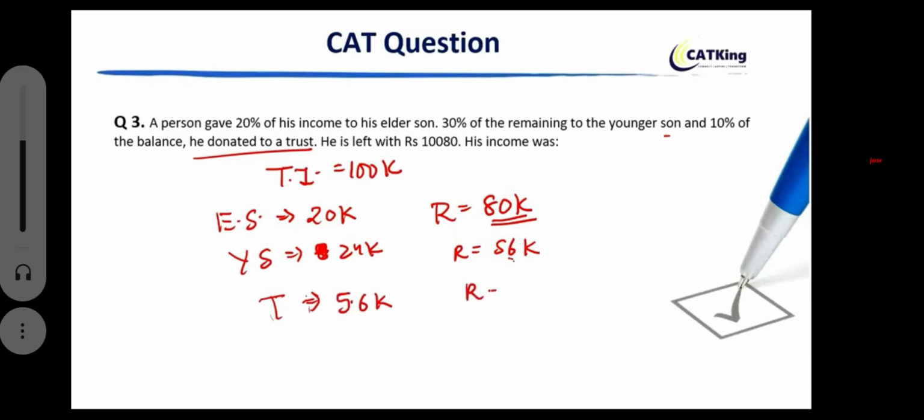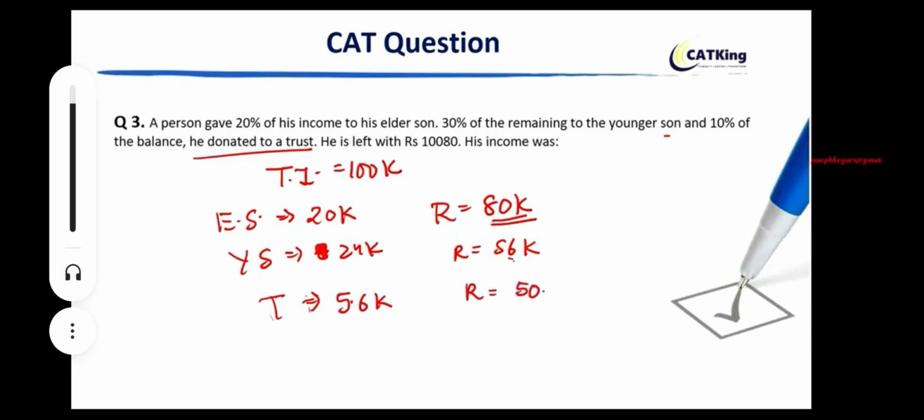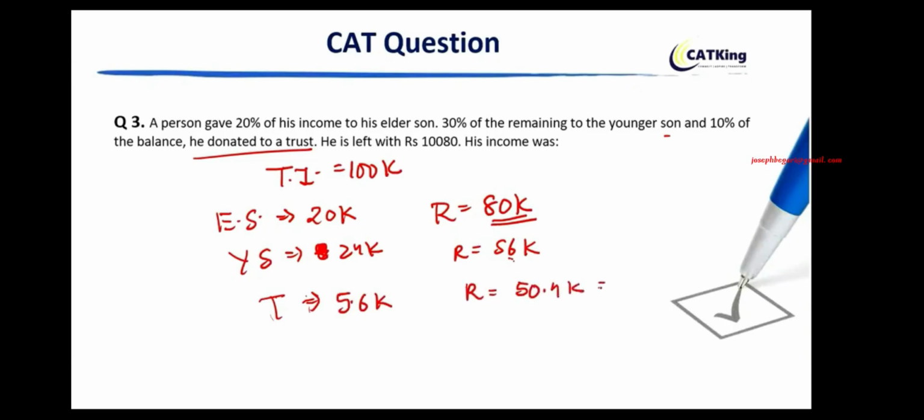Now, what is the remaining, guys? Remaining is 50.4k. The value of 50.4k is equal to 10,080. Just divide it, you will get the value of k as 200. If k is 200, income was 100k, answer is 20,000.